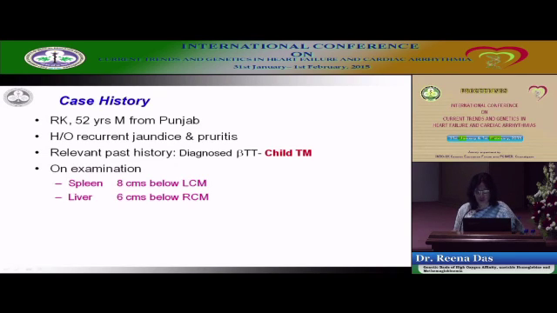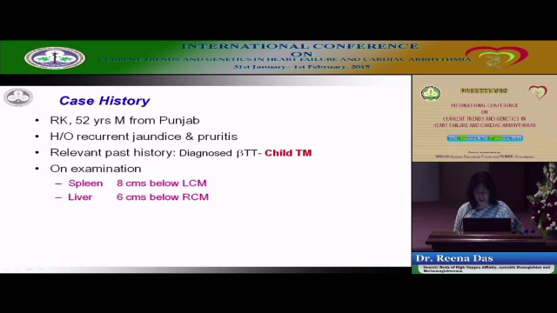This was a 52-year-old man from Punjab, and he had a history of recurrent jaundice and pruritus. In the relevant past history, he was diagnosed to be a beta thalassemia carrier, and he had a thalassemia major child, where the child required regular transfusion and still comes to the transfusion clinic.